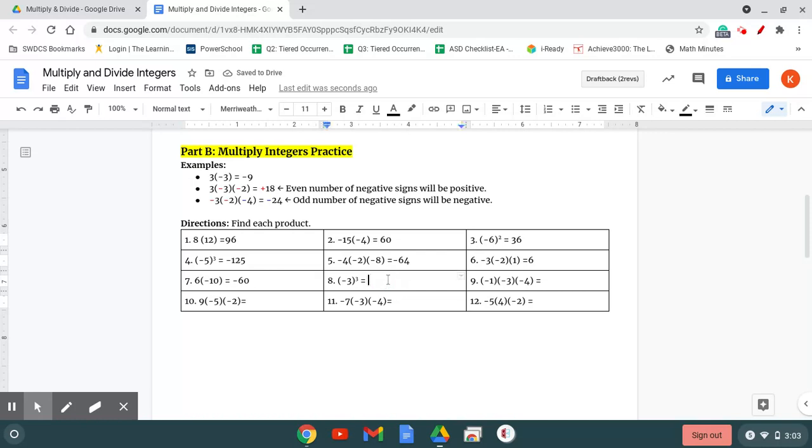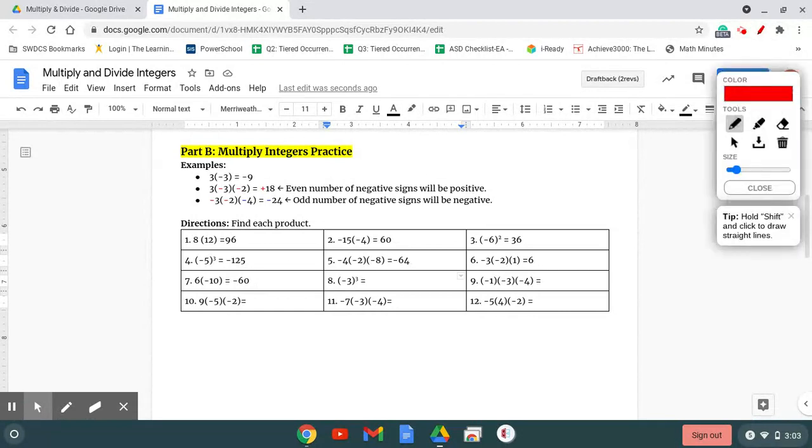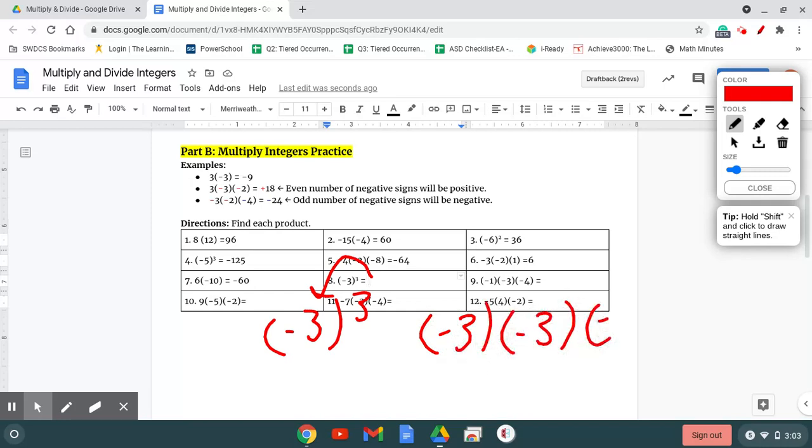All right, number 8. Try this one on your own. This is just like what we did in number 4. All right, you should have shown your work on this. If not, and you got it wrong, that's probably why. So remember, when we have a number cubed, it means we have 3 of what's inside of there. So we have negative 3 times negative 3 times negative 3. Negative 3 times negative 3 is positive 9. We haven't used this last negative 3 over here, so we're going to bring it down.